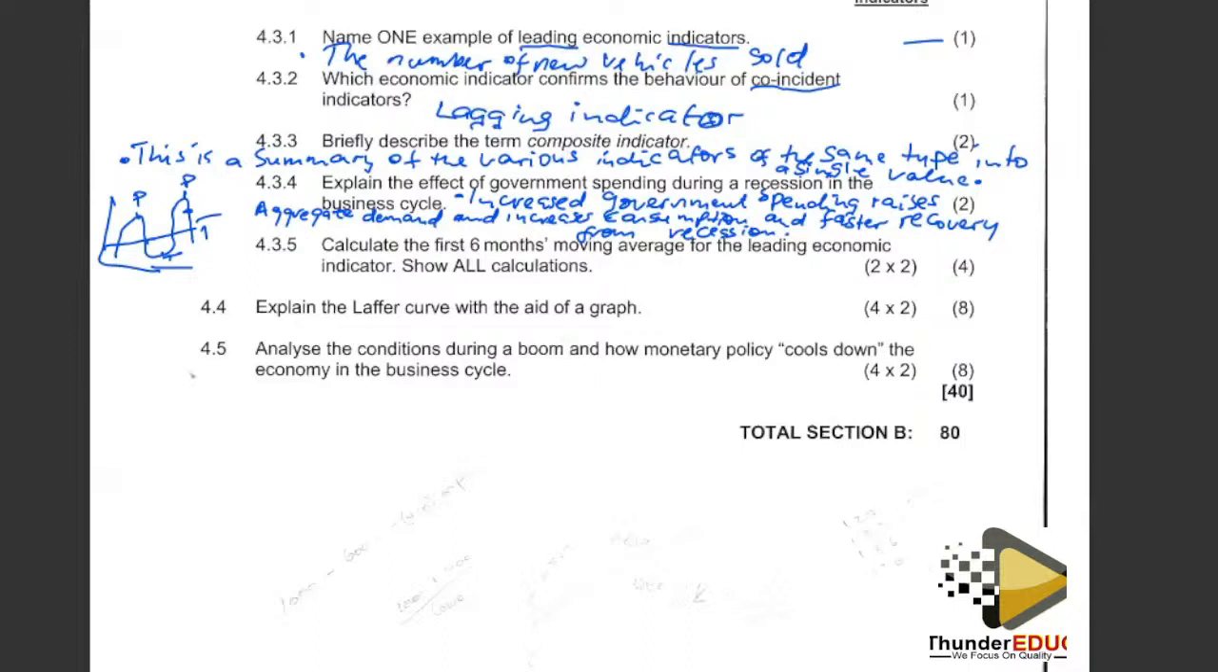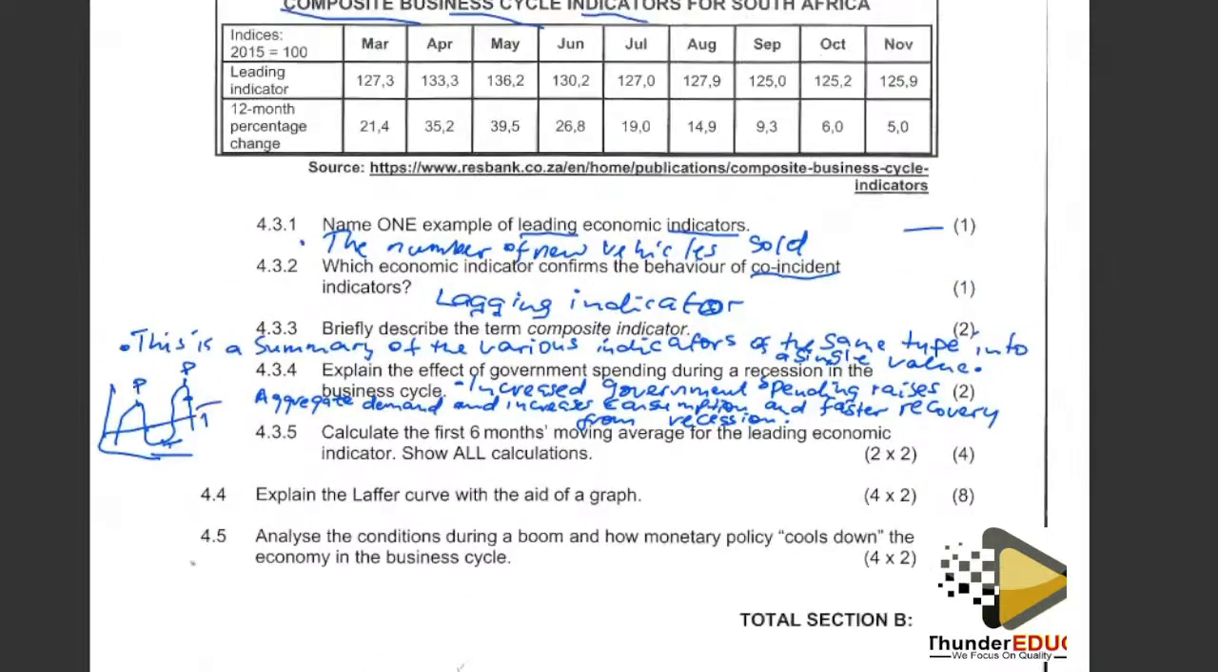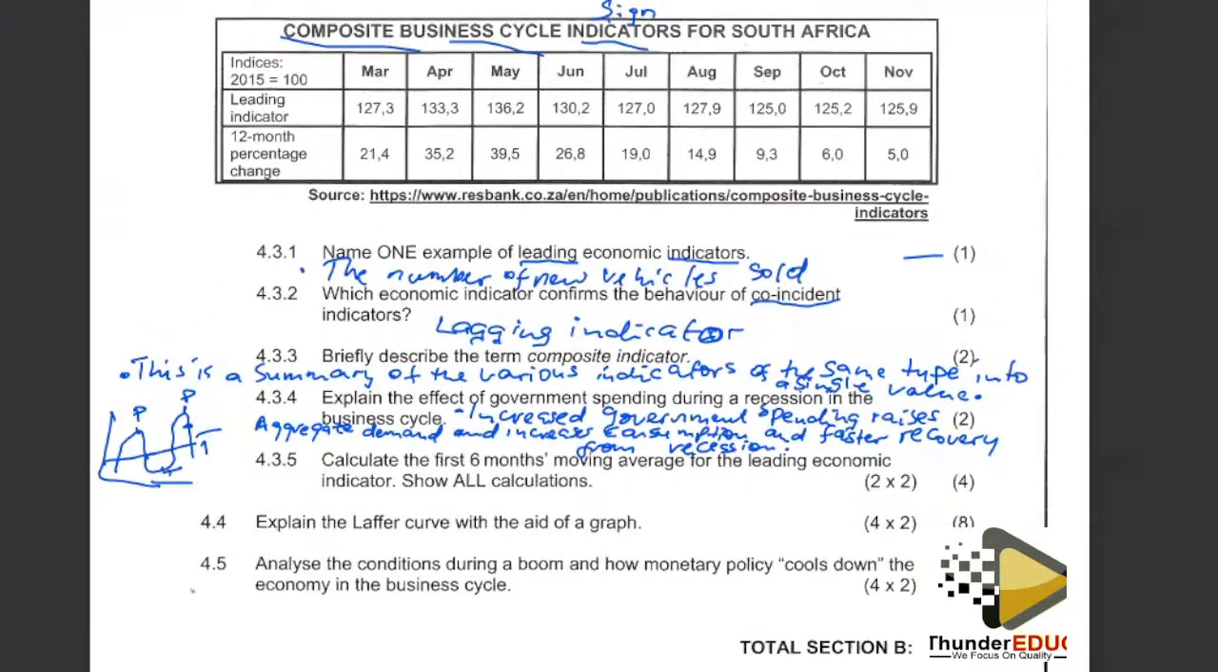So now let's land on 4.3.5. So now 4.3.5 reads as follows. Calculate the first 6 months moving average for the leading economic indicator. What is this moving average? Moving average is a concept that we use to predict the future events, but using the current data.